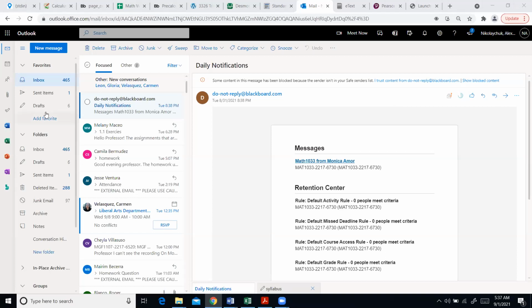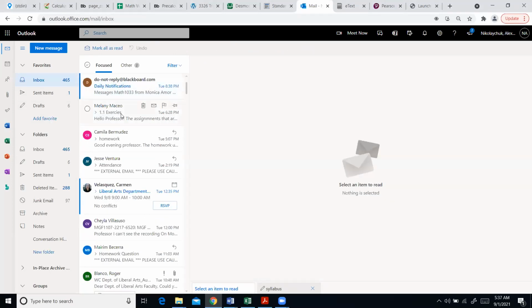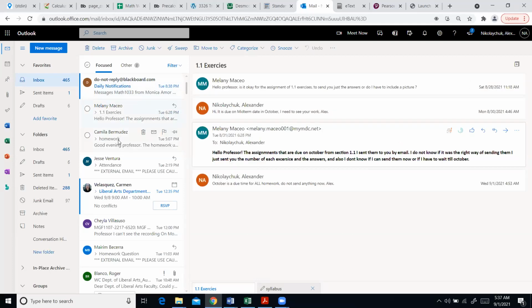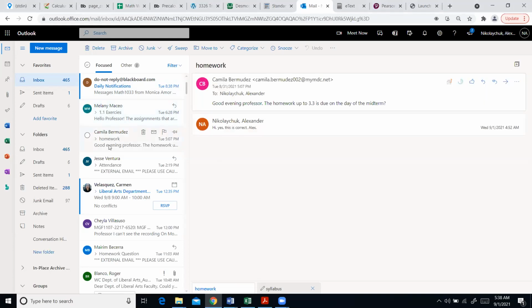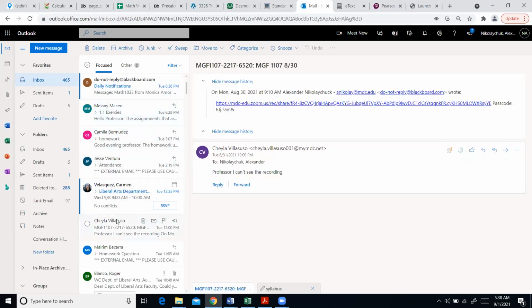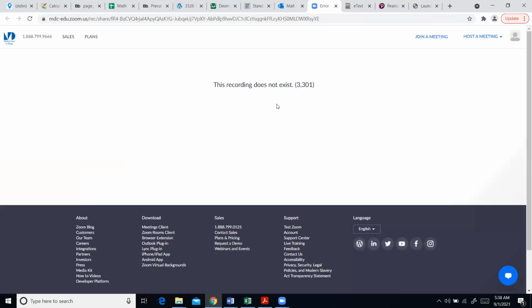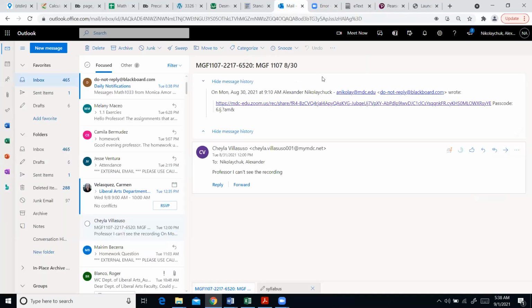Let me see here. So it should be somewhere. Let's see. I need to find it. Oh, here it is. So there is a passcode. It looks like there's a pretty crazy passcode they put here, but Zoom creates it. Let me try to click on it. The record doesn't exist. Ah, so we actually need to watch this record today then. I see, that's how they said it.